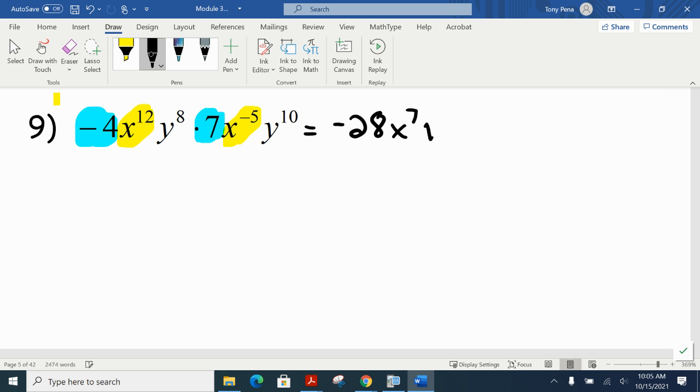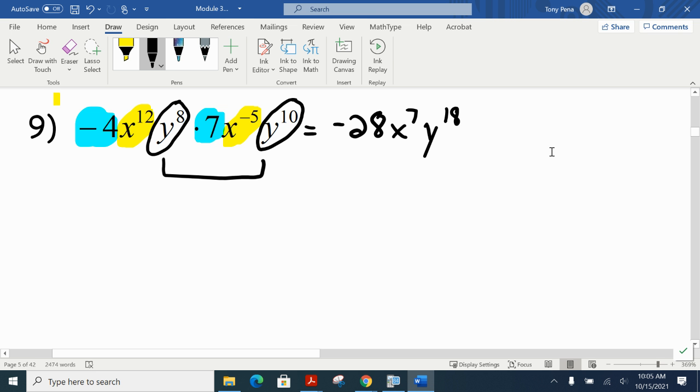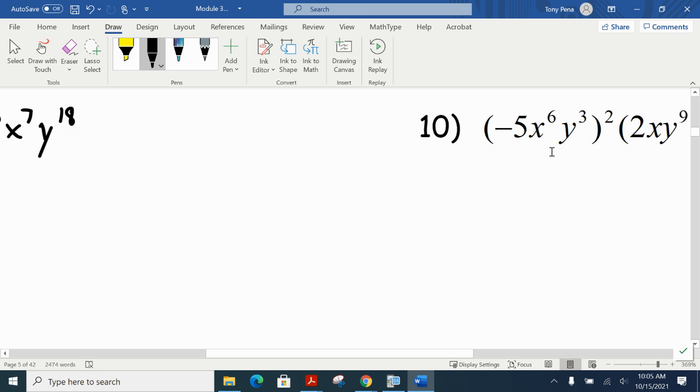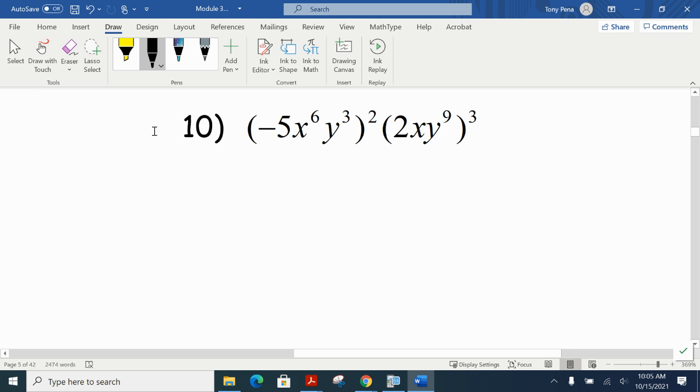All right, and then last but not least, if I did y to the 8th times y to the 10th, Brandon, when we multiply these together, y to the 8th times y to the 10th would be y to the what? Good. Y to the 18th. And then that's it. All the exponents are positive. Everything is all set.